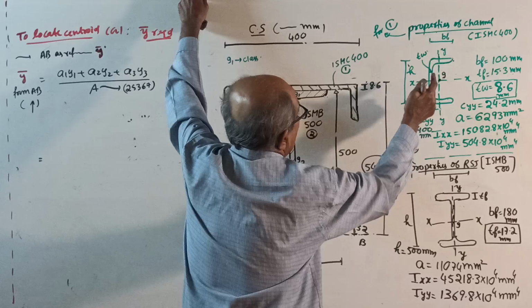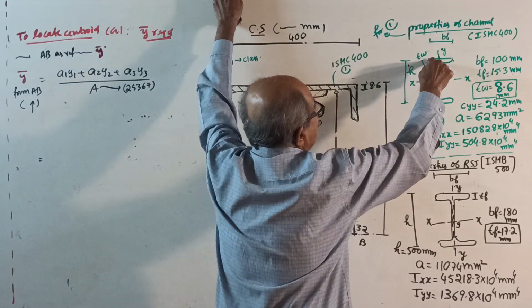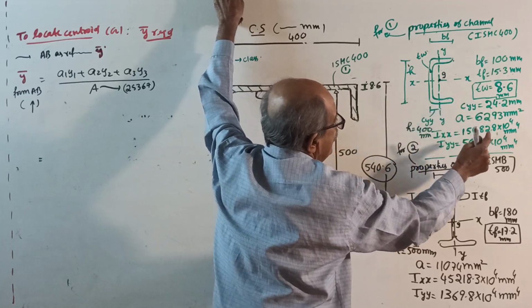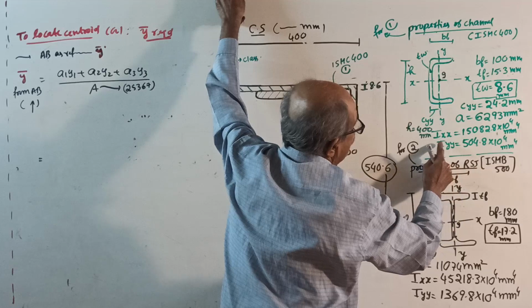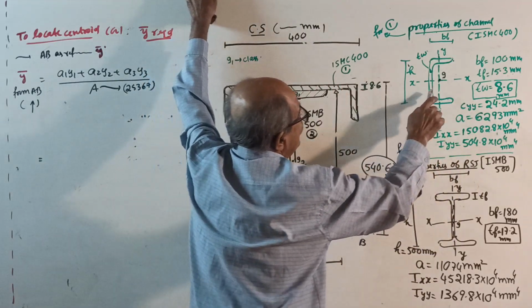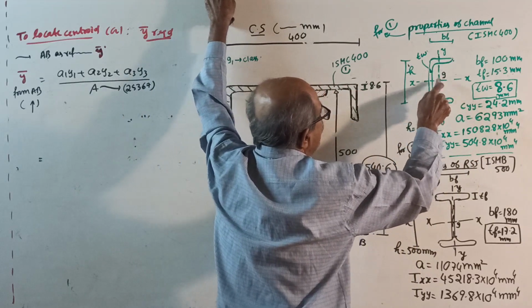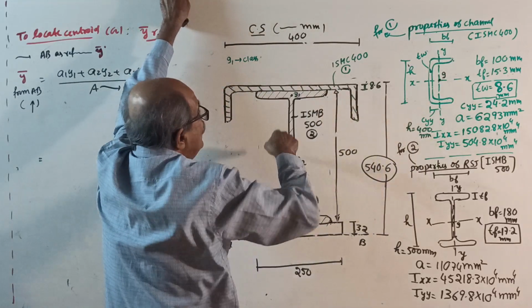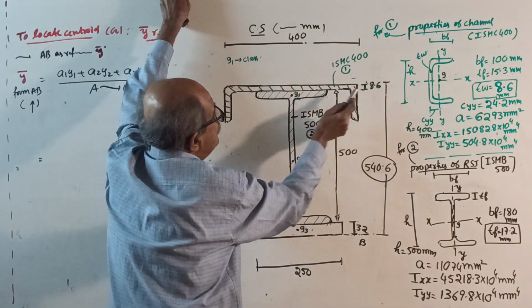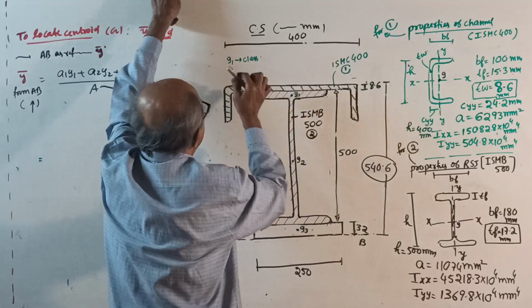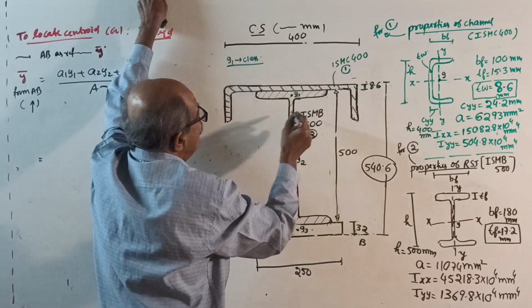See, G for channel is, from this edge to this side by CYY, 24.2 millimeter. So here, this way 24.2. If it is that way 24.2, it is this way here. See, this web thickness is 8.6. So it will come further down. See now, make a note. Regarding G1, make a note.